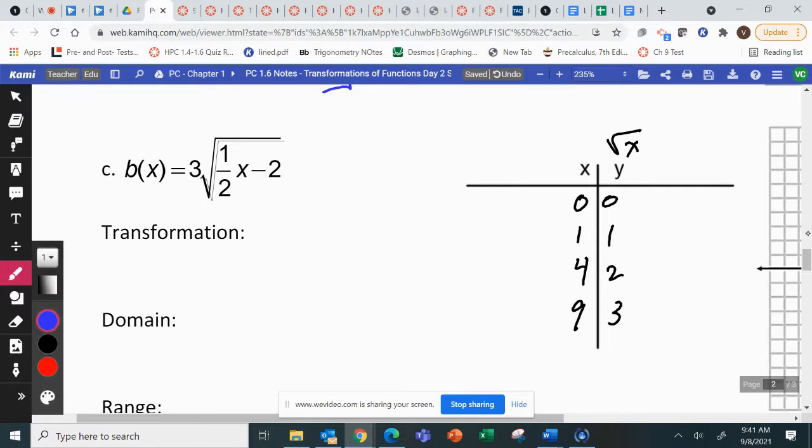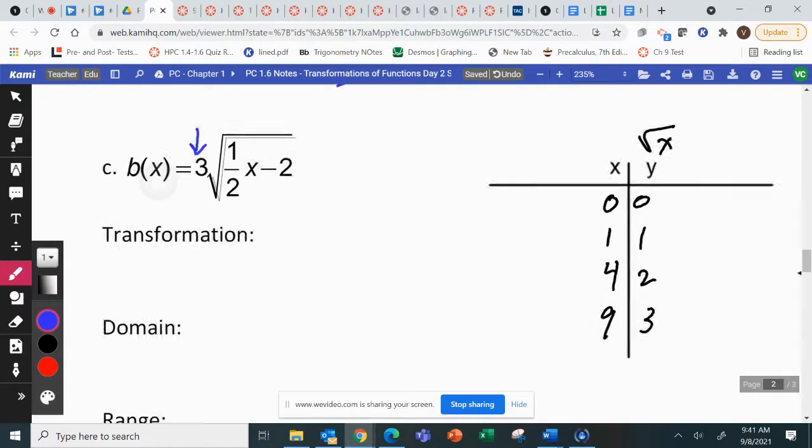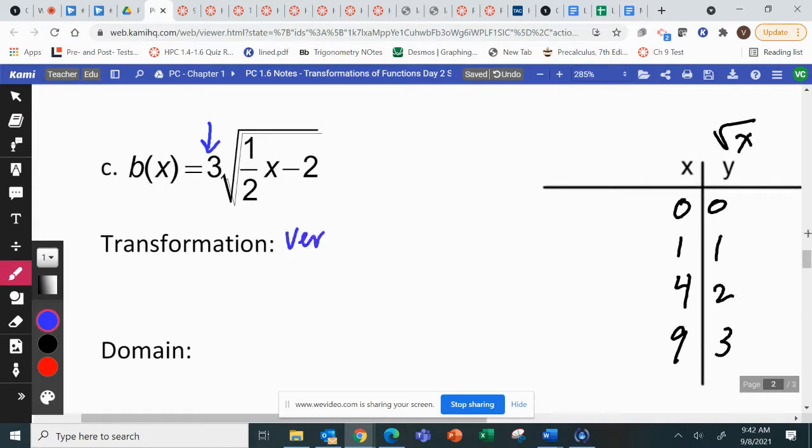Transformation. The 3 out front is a vertical stretch by a factor of 3. When you take your quiz on this, you will be filling in blanks for transformations, so make sure you know the correct terminology. That one would have a blank for stretch and a blank for 3.